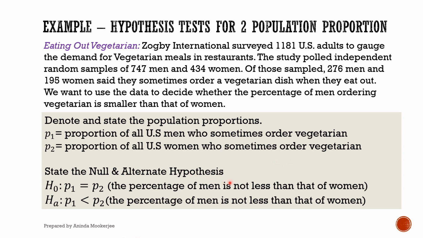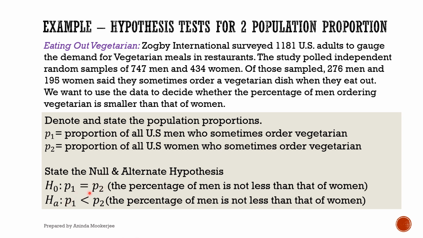Stating the null and alternate hypothesis. The null hypothesis always has an equals in it, and the way we will state it is p sub 1 is equal to p sub 2. There's no value. The p sub 2 is also a variable.